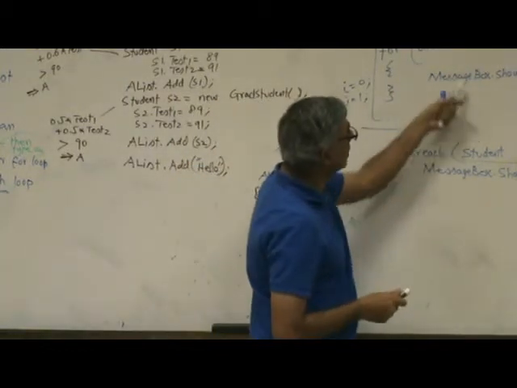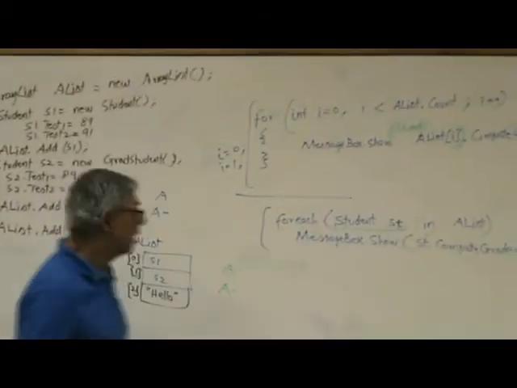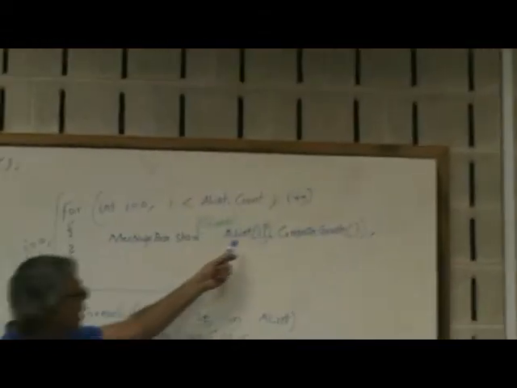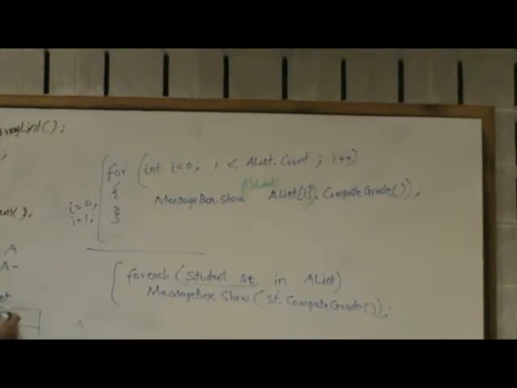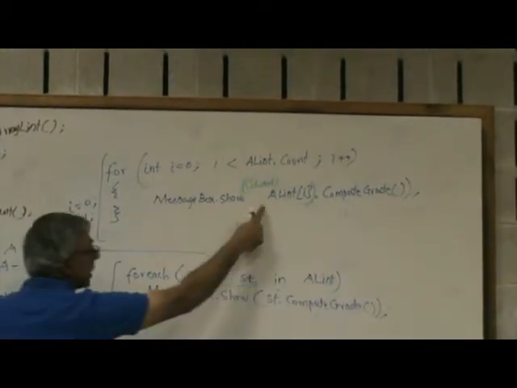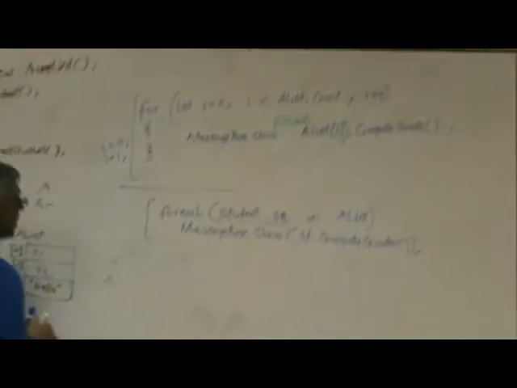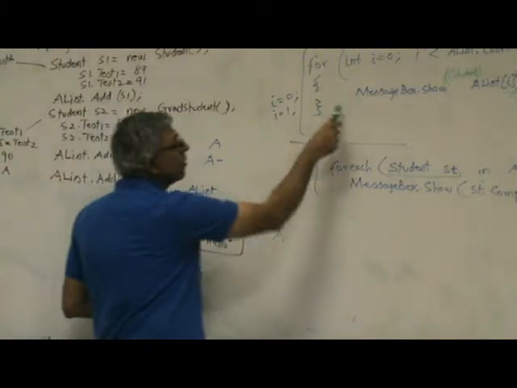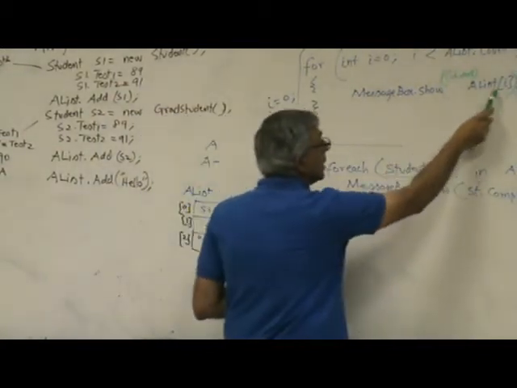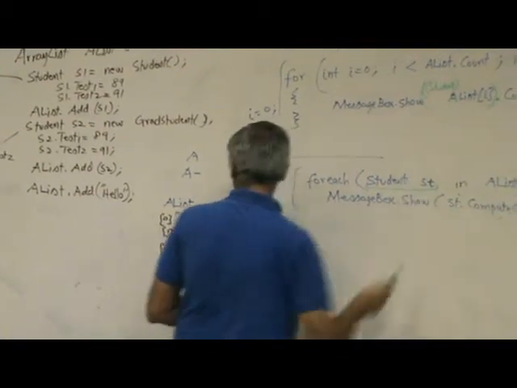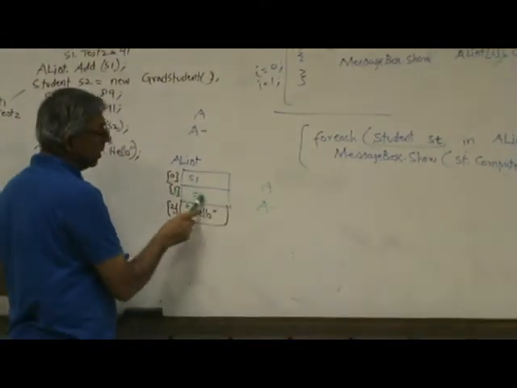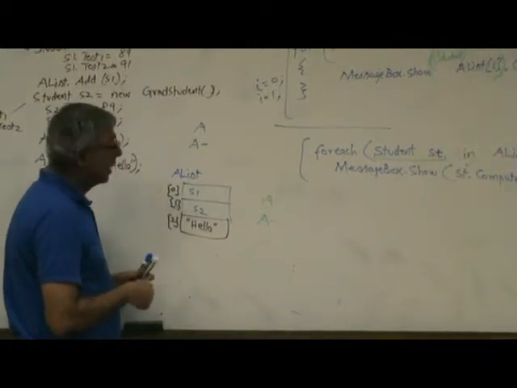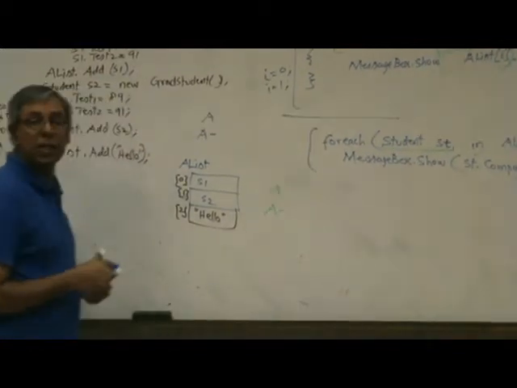As we are looping through this one, count, of course, is 3 now because there are 3 things stored in the A list, right? Very first time, A list of 0. Can we convert this to a student? Can we typecast it to a student? Yes. So we'll print out A. Second time through this loop, I will become 1. A list of 1. Can we convert A list of 1 to a student? Yes. We'll call the compute grade and it will print out A minus.